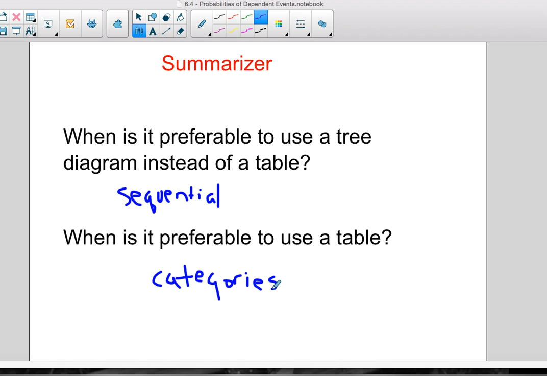But that's the end of everything that I wanted to have covered today. What you guys are going to do now is, now the 6.4 notes are done, summarizer's done, you guys can just start the homework, which is a 6.4 worksheet, which is on Schoology.